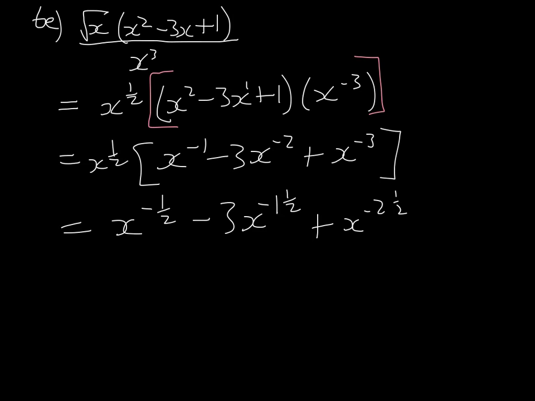Now I'm just going to clean up the fractions. Okay, so this becomes x to the minus a half minus 3x to the minus 3 on 2 plus x to the minus 5 on 4. These are correct either way.